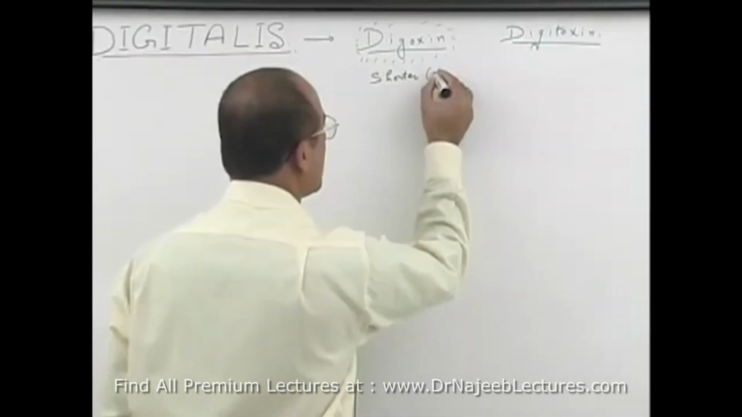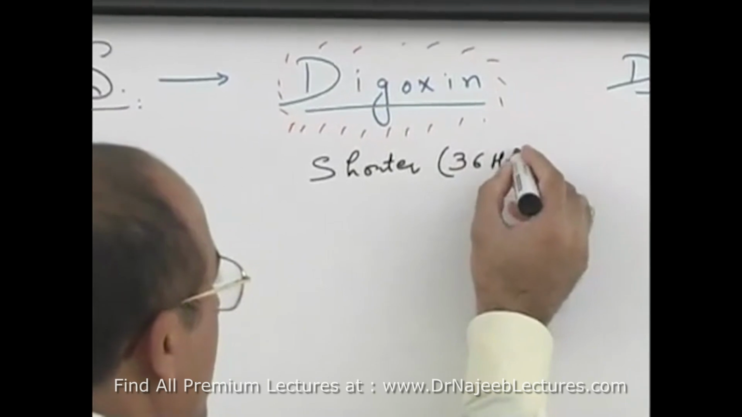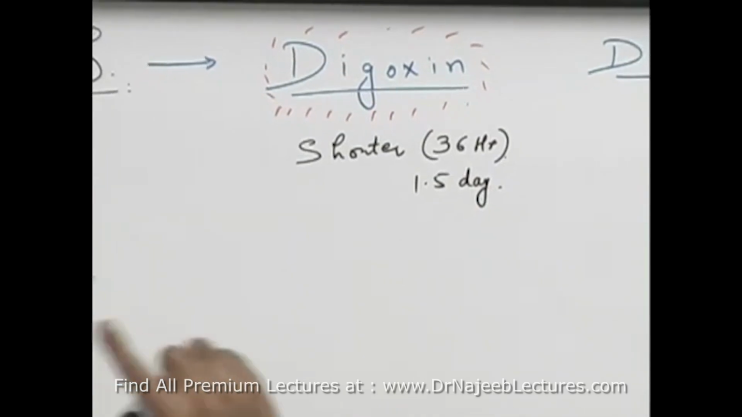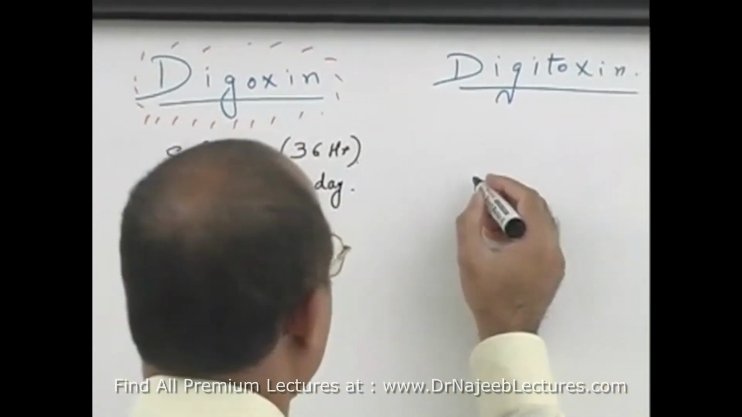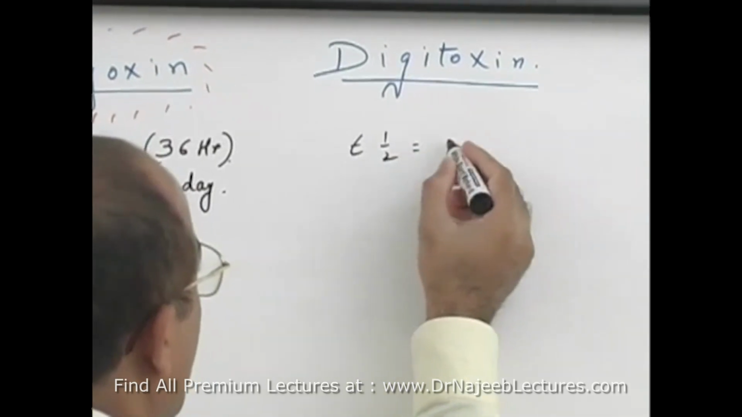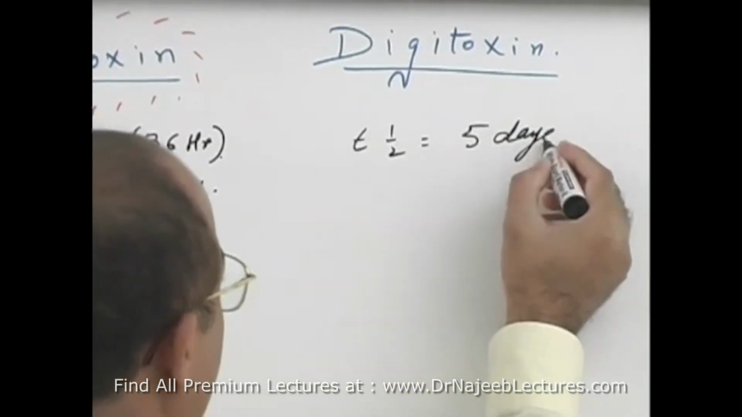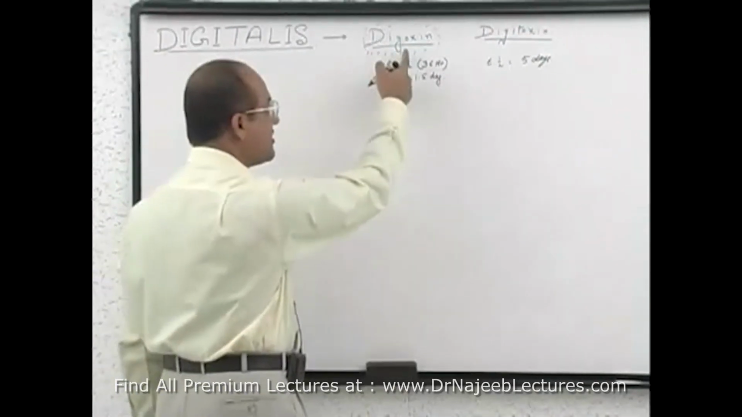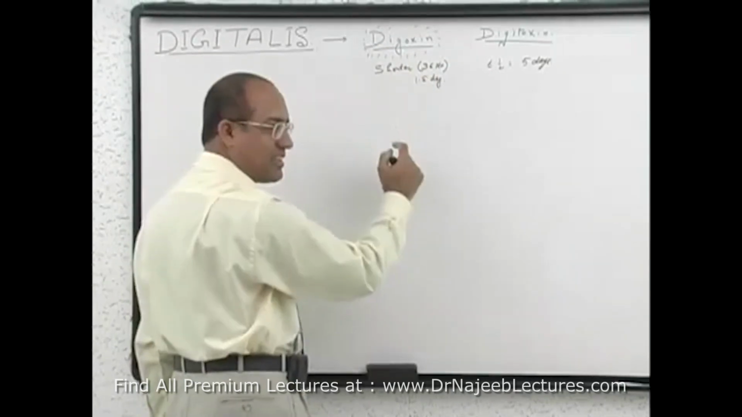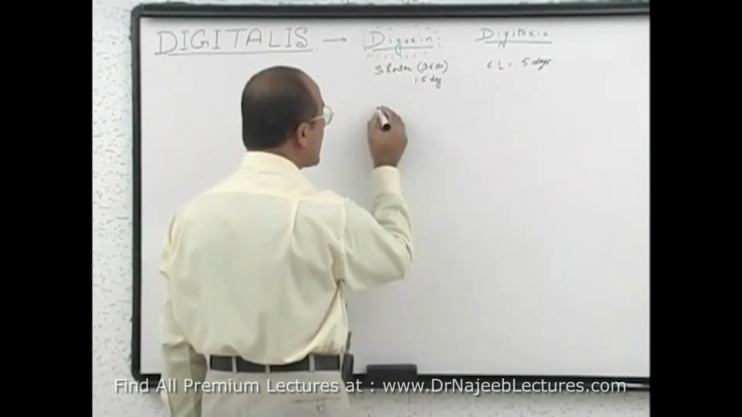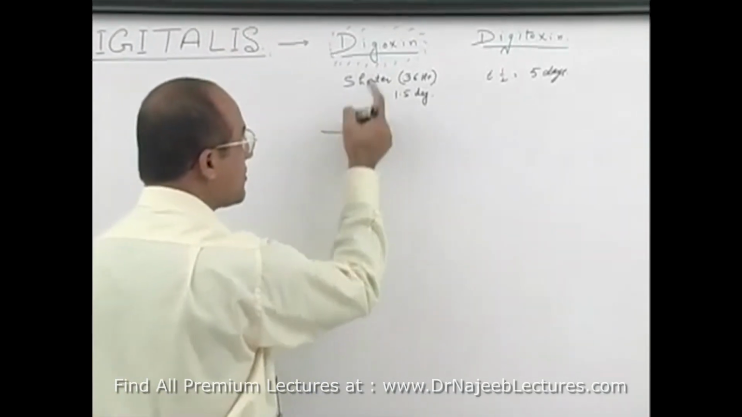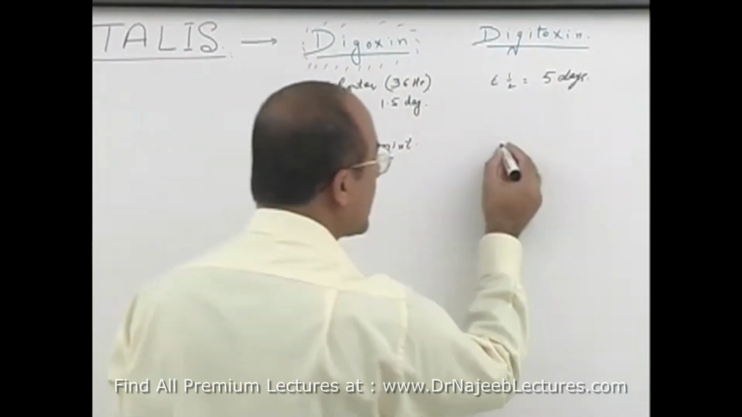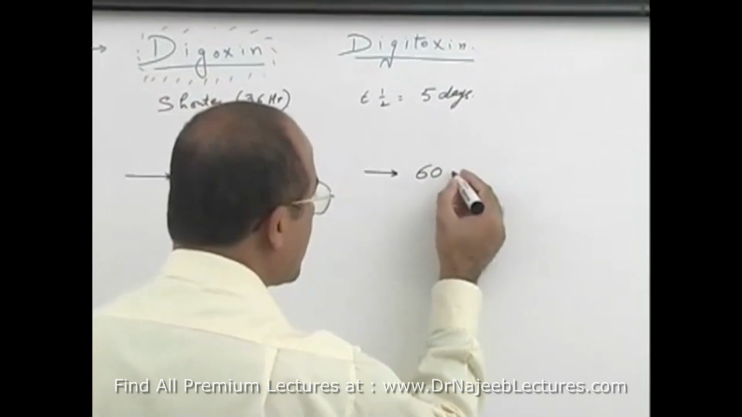For example, it is only 36 hours, or you can say 1.5 days. And digitoxin has a half-life of 5 days. Then which will start action earlier? The smart one. It has less spellings. That has more spellings. So if you give this drug, it starts its action within 20 minutes. And this one starts its action after about 60 minutes.